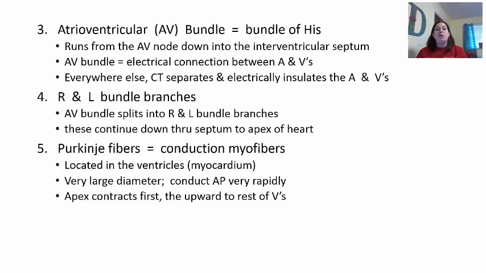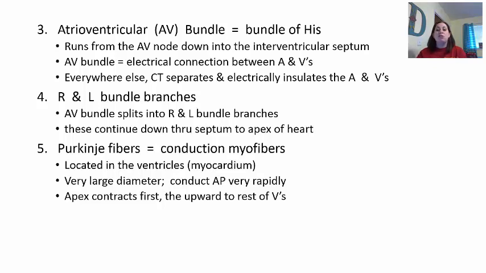We then see what we call the atrioventricular or AV bundle. This is a bundle that runs down the ventricular septum, also known as the bundle of His. It runs from the AV node down the interventricular septum, and this AV bundle sends the electrical conduction between the atria and the ventricles. Okay, so that's the connection. Everywhere else, connective tissue electrically insulates the atria from the ventricles. This is why the atrial fibers all contract together, and the ventricle fibers all contract together, because they're separated by special connective tissue.